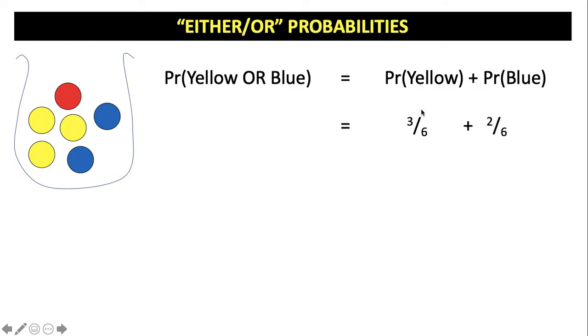And you can see that's why that's the case, because there's 3 yellows out of 6 balls, 2 blues out of 6 balls. So the number of yellow or blues is 5. So the probability of a yellow or a blue is 5 out of 6, because there are 5 such balls out of 6. So you've got a 5/6 chance of getting a yellow or a blue. 5/6 as a decimal, I think that's 0.83 recurring.